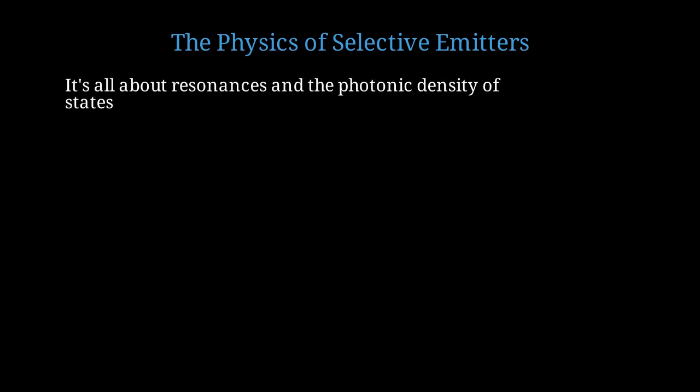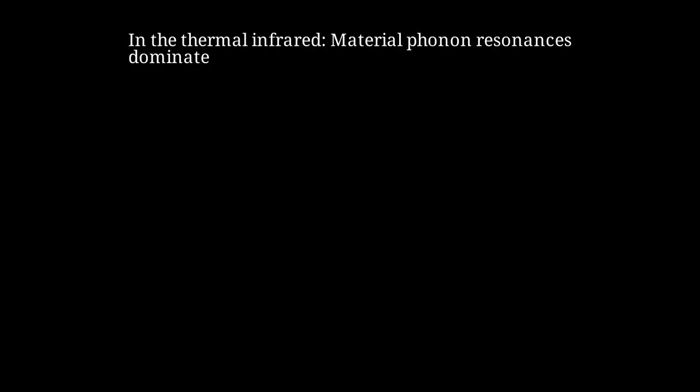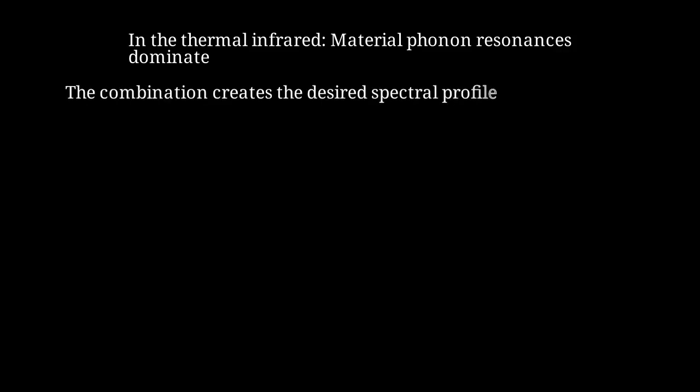Let me dive deeper into the fundamental physics. How exactly do these nanostructures achieve spectral selectivity? The key is controlling resonances and the photonic density of states at different wavelengths. This is essentially antenna theory applied to thermal radiation. In the solar spectrum, the nanoparticle sizes are comparable to the wavelength. Geometric scattering dominates, providing high reflectance. In the thermal infrared, we're much larger than the wavelength. Here, material phonon resonances and polar bonds provide strong absorption and emission. The combination of geometric scattering in the visible and phonon resonances in the infrared creates the desired spectral profile.